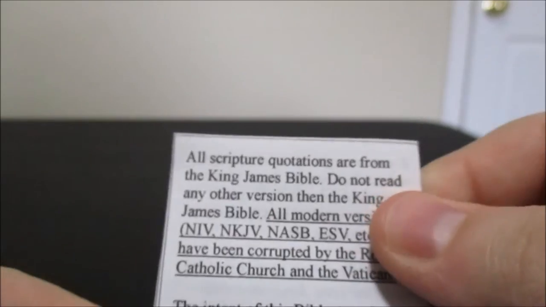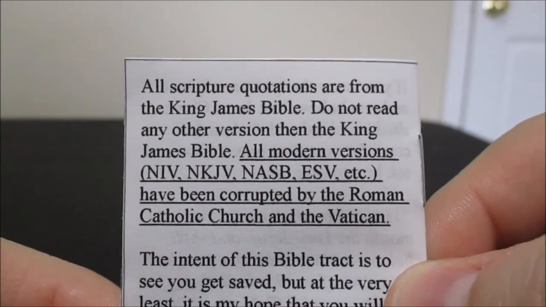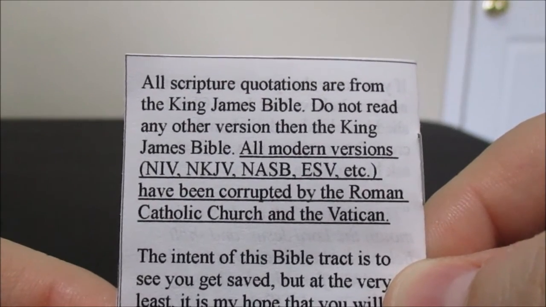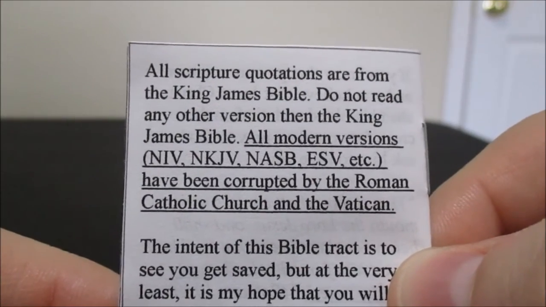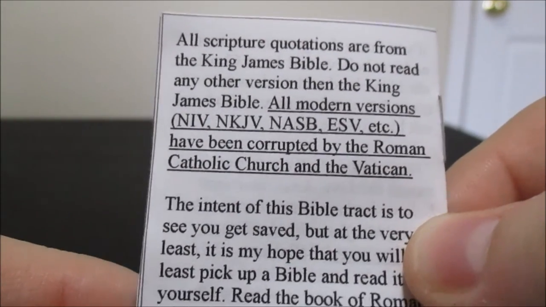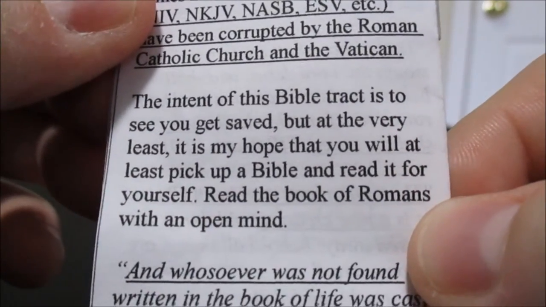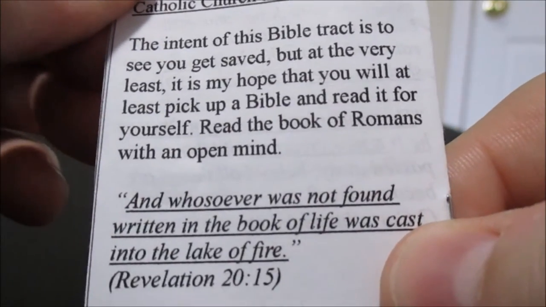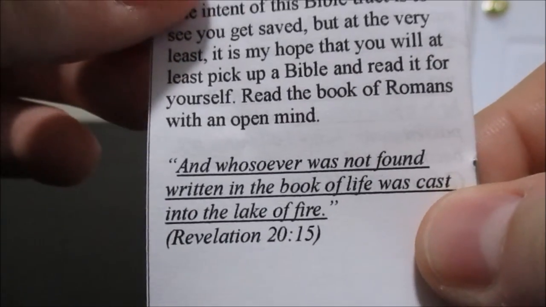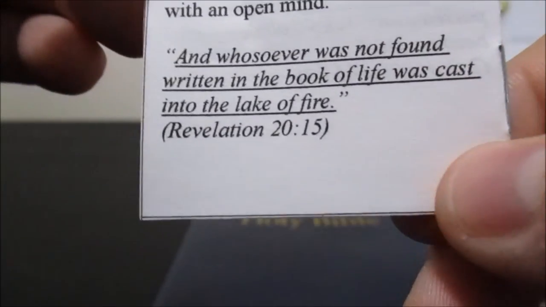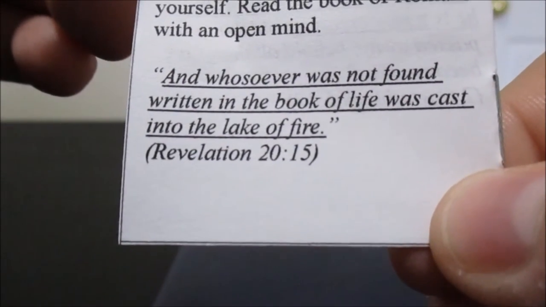And the back of the tract is just kind of some information. I say, all scripture quotations are from the King James Bible. Do not read any other version than the King James Bible. All modern versions, NIV, NKJV, NASB, ESV, etc., have been corrupted by the Roman Catholic Church and the Vatican. The intent of this Bible tract is to see you get saved, but at the very least, it is my hope that you will at least pick up a Bible and read it for yourself. Read the book of Romans with an open mind. And then I end it with Revelation 20, verse 15, and whosoever was not found written in the book of life was cast into the lake of fire.